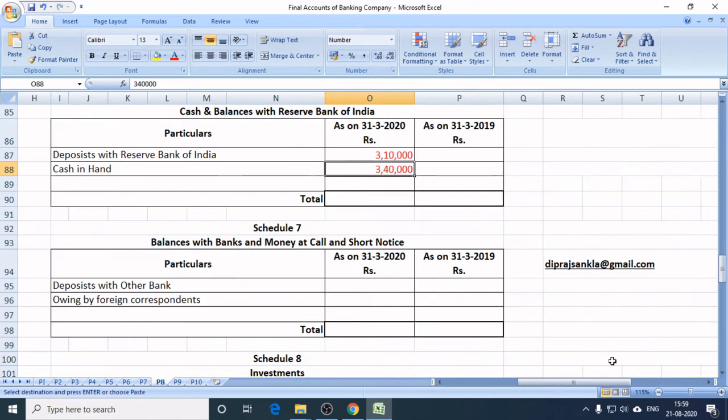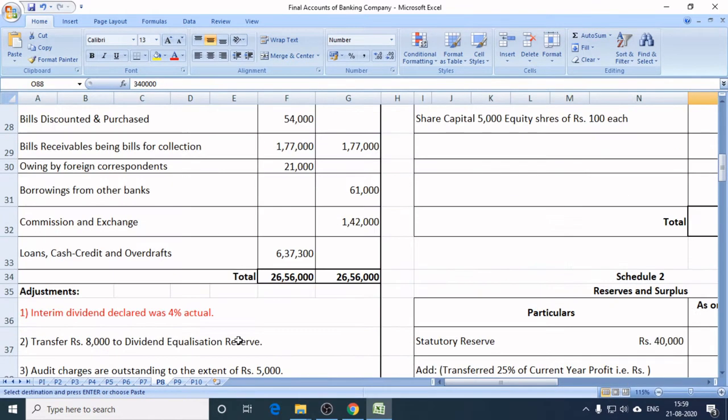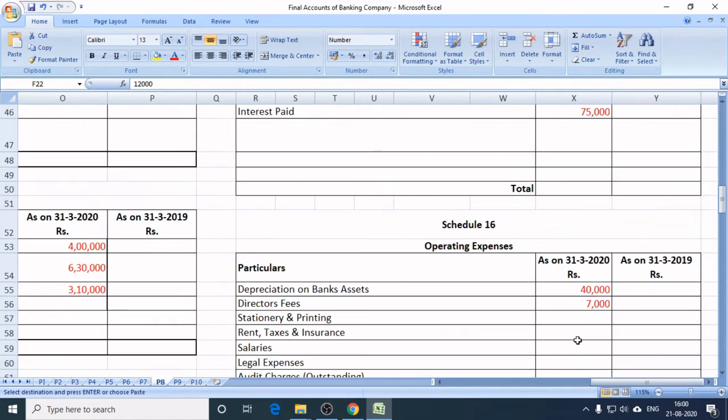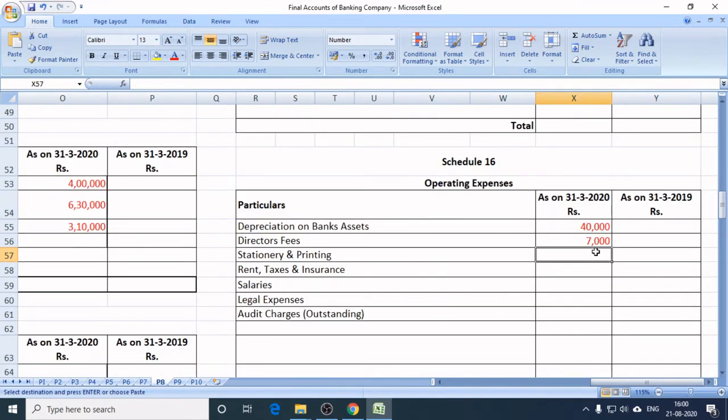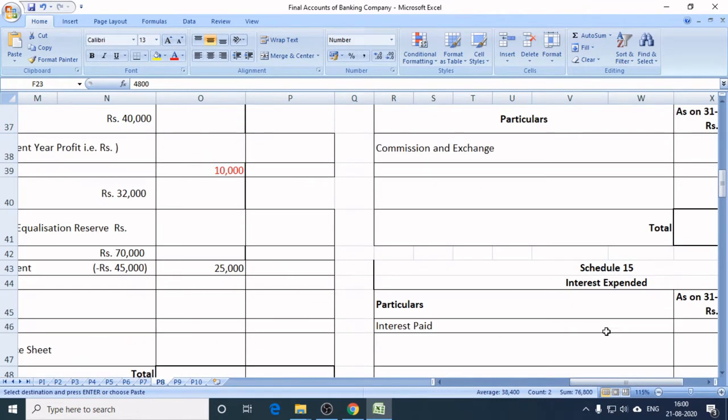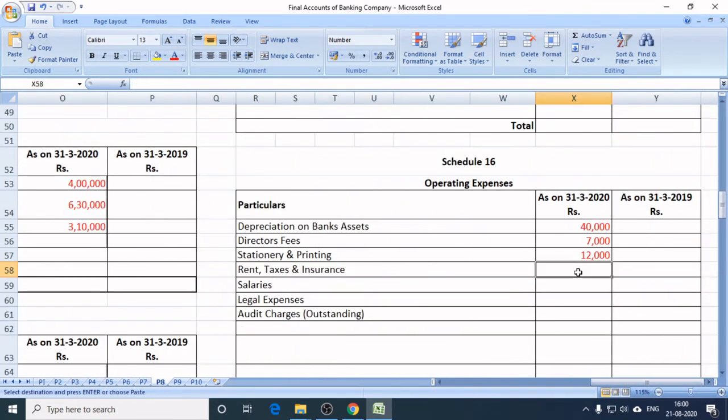So here again 3,40,000. Okay, next particular in the problem is stationery and printing. Now it has a debit balance, and we know it is bank's expense, and we will record it under schedule number 16, operating expenses. Now here printing and stationery. Okay, the next particular in the problem is rent, taxes and insurance, salaries. Now these two are also bank's expenses, and we will record these two under schedule number 16 only, operating expenses. Now rent, taxes and insurance and salaries.